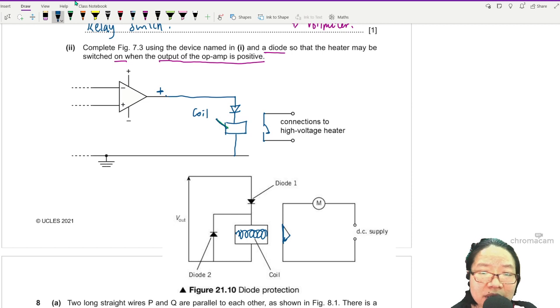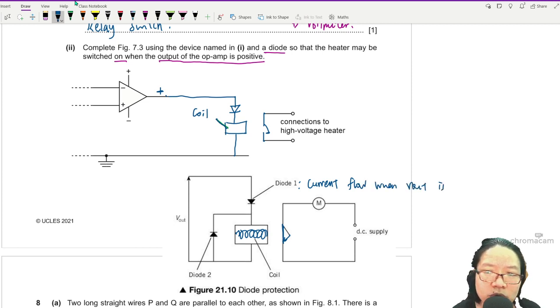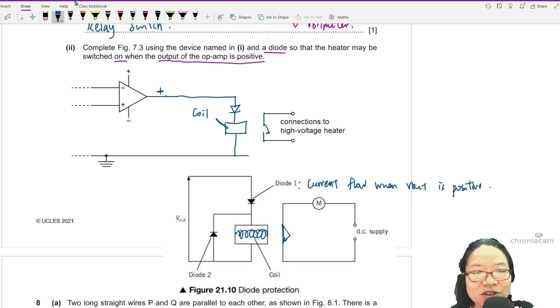Diode 1 is to make sure that current flows in the right direction. So current flows when V out is positive. If you want current to flow when V out is negative, then you flip the diode. Okay, so this is D1.